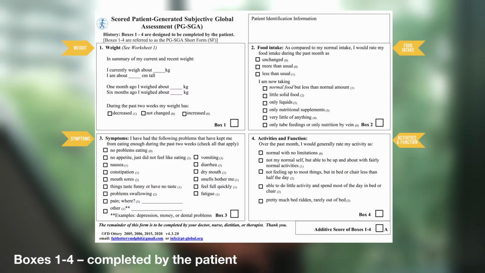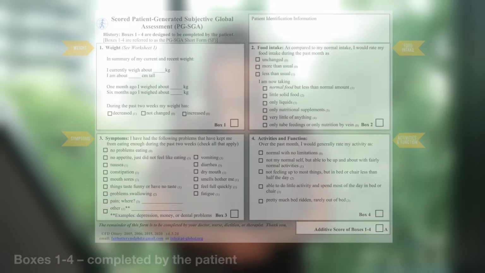The PG-SGA has two main sections. Boxes 1 to 4, also known as the PG-SGA short form, are designed to be completed by the patient and collect information on weight change, food intake, nutrition impact symptoms, and physical function. The PG-SGA short form is a validated screening tool and can be used as a patient-reported outcome measure.